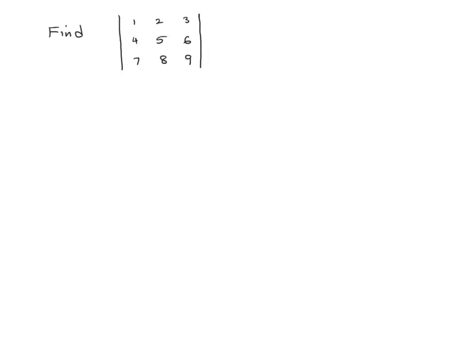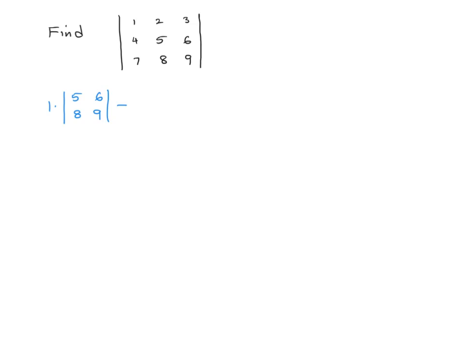All right, here is a determinant. Again, I use the absolute value looking symbols, meaning I want a determinant of this 3 by 3. So here we go. First, I'm going to start with the 1. 1 times a smaller determinant. Well, that smaller determinant is when I threw out the same row and column as the 1, which is now the 5, 6, 8, 9. So determinant of 5, 6, 8, 9.